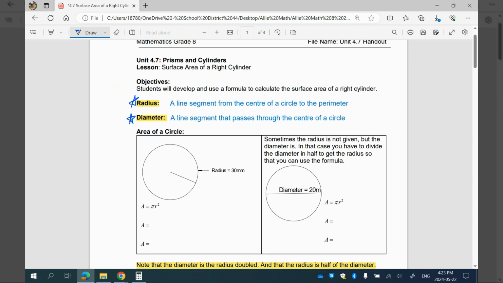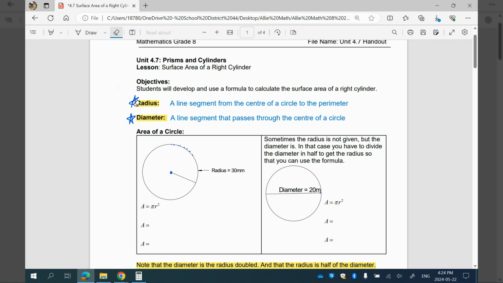So the radius is a line segment from the center of a circle to the perimeter. For example, this is a radius right here. It goes from the very center of the circle to any dot on the outside of the perimeter of the circle. And diameter, this is a diameter. This is a line segment that passes through the center of a circle. So it goes from one side to the other, it's a straight line, and it passes exactly through the center. So it could be any number of these. They're all diameters. They pass through the center if you draw it correctly. So if you could write down those two definitions to start.